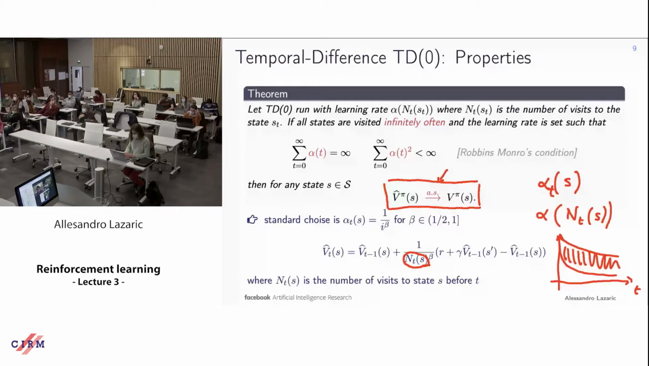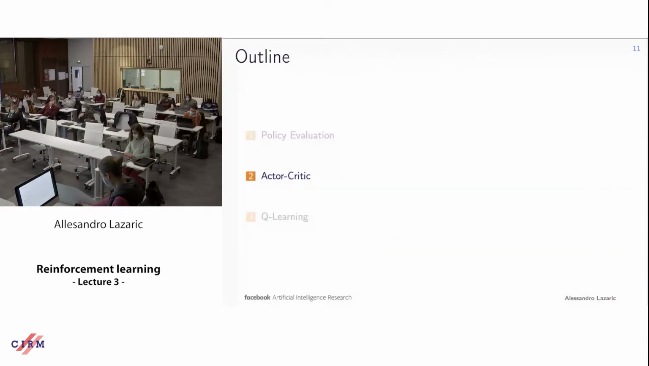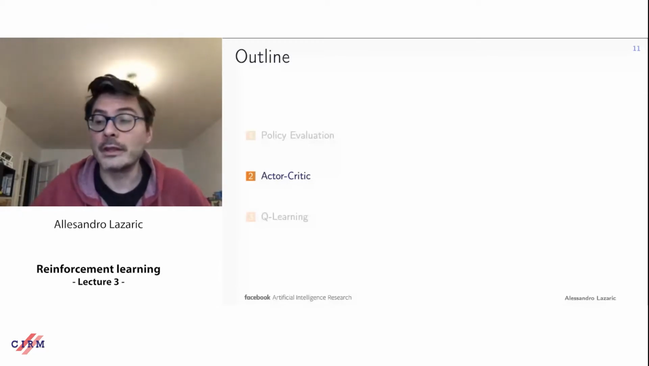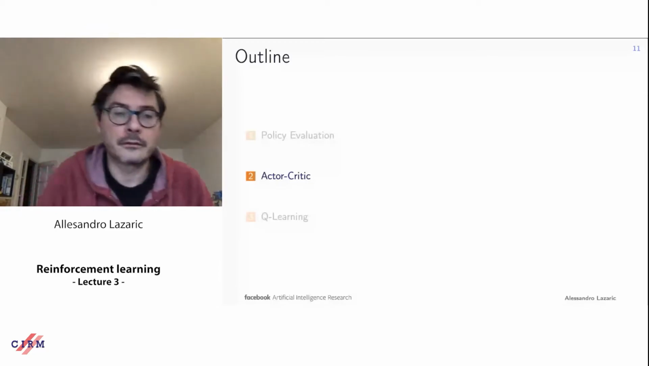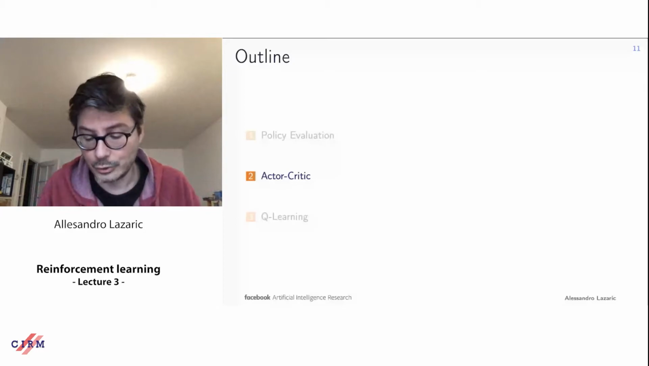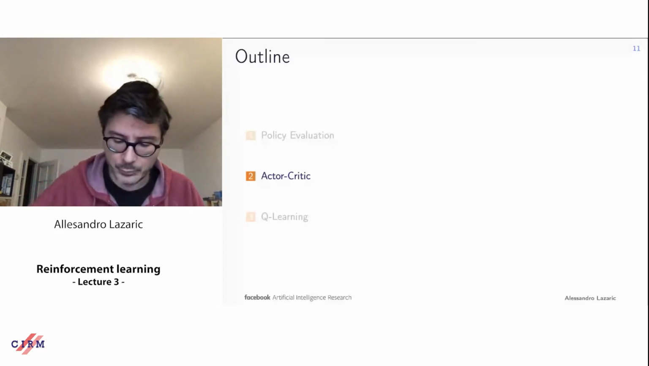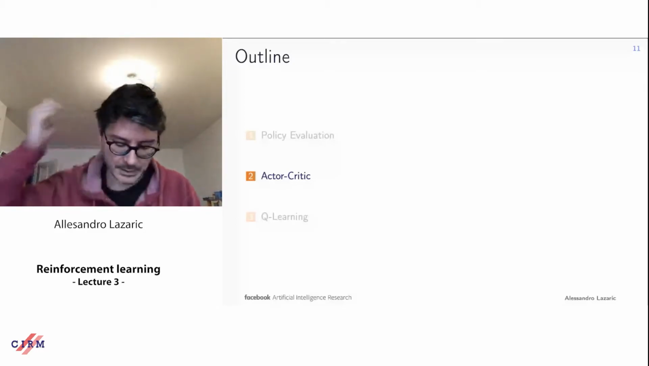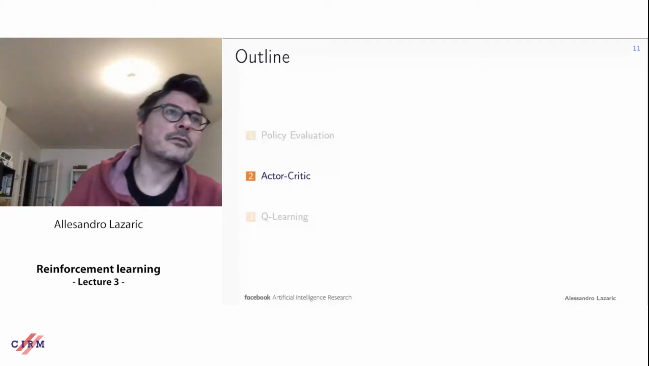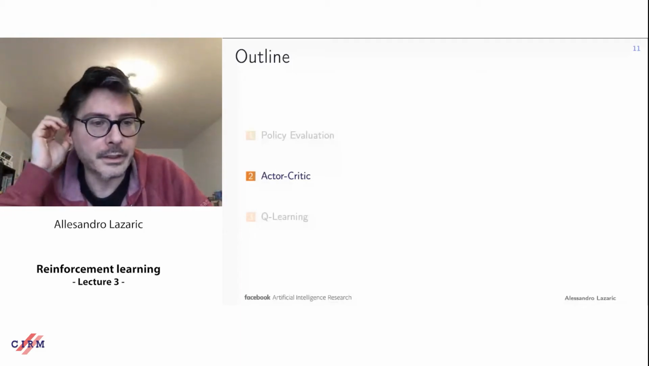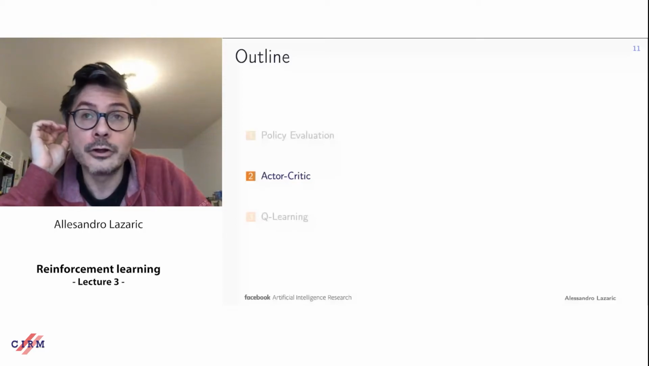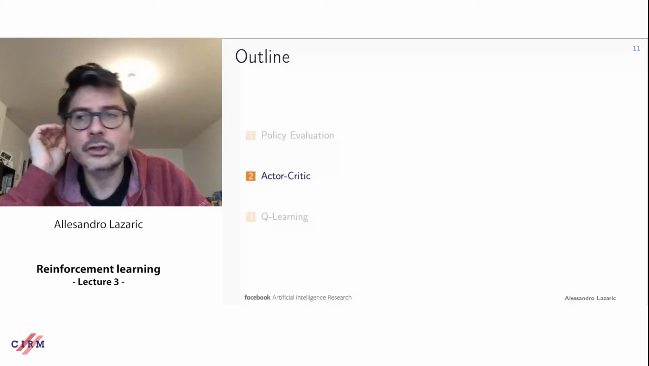Okay, so now we have this first ingredient, which is the TD learning algorithm. And the disappointing part is that it's still just about evaluating the value of a policy. So it's not really trying to learn the optimal policy. But we will see now in step 2 and step 3 that moving from this algorithm to algorithms that actually learn the optimal policy is not such a big step.